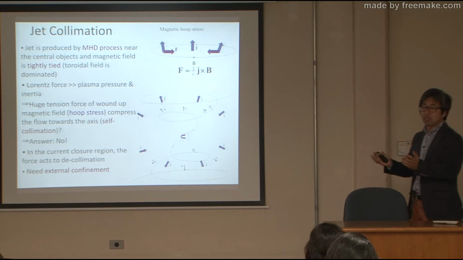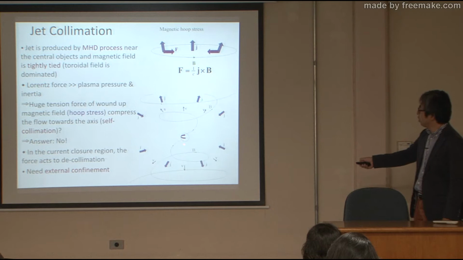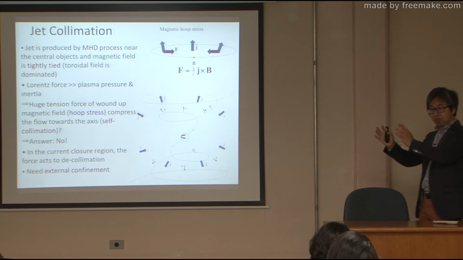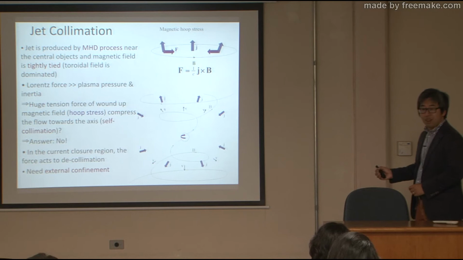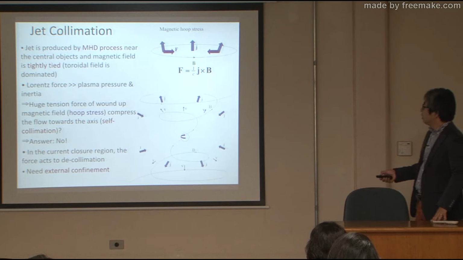Because the jet is flowing out and the current flows back down along the boundary region, this shapes the jet, but it makes for decollimation of the structure, because you are considering the closing current. Yes, the closing current.